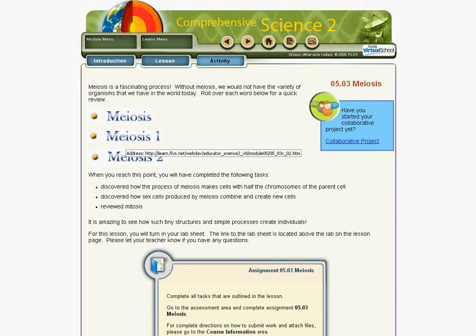Meiosis I is the first stage of cell division. This stage is similar to mitosis. Two new identical cells with the same number of chromosomes as the parent cell are produced. Meiosis II is the second stage of cell division. This stage produces four new cells with half of the number of chromosomes as the original cell.